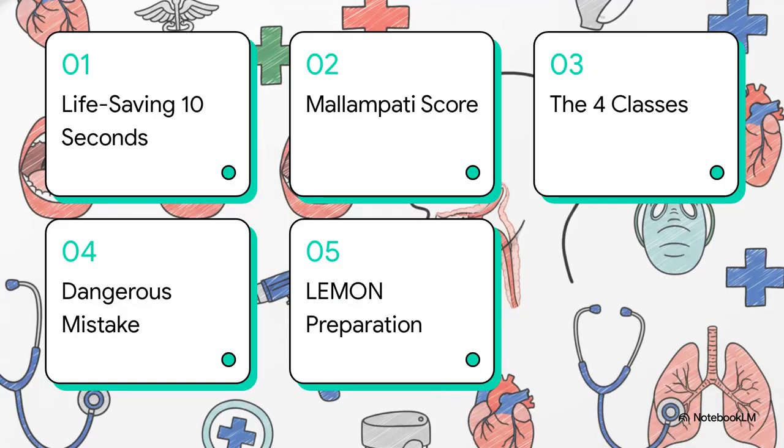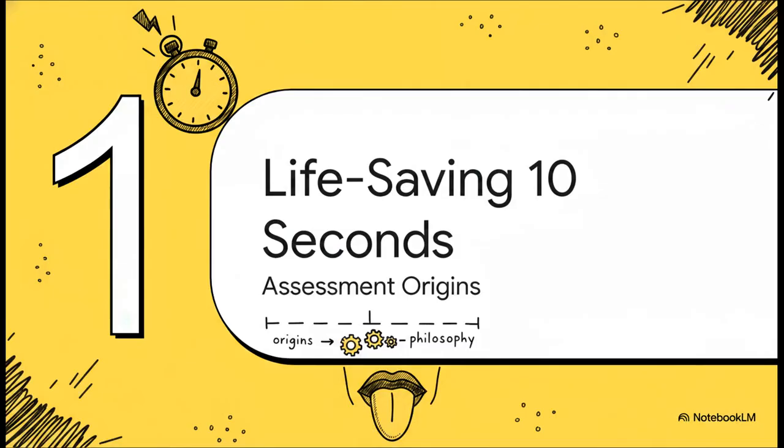Here's our roadmap for today. We'll start with those life-saving 10 seconds. Define what the score actually is, walk through the 4 classes of difficulty, highlight a really dangerous mistake you can make, and finally, wrap up with the LEMON algorithm for perfect clinical preparation.